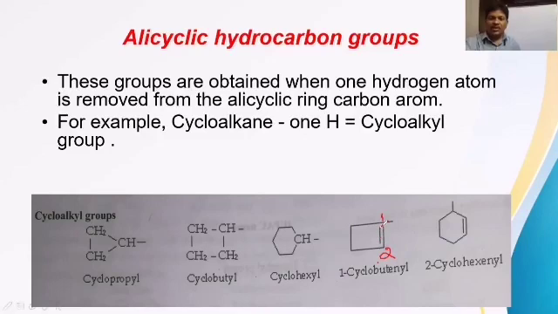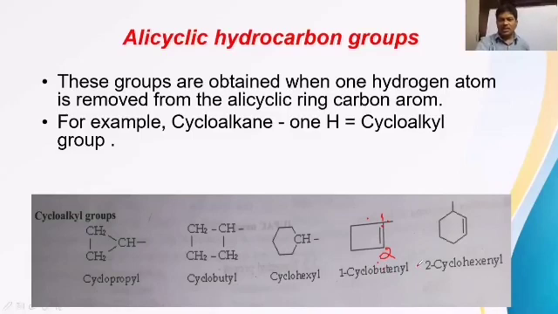So the first carbon is this one, because from this carbon hydrogen is removed. After that, the second carbon is this one, and then the third carbon and fourth carbon. So the free bond is available on which carbon? On the first carbon. So we have to say 1-cyclobutenyl. We have to say this group. From cyclobutene, one hydrogen atom is removed in this case.